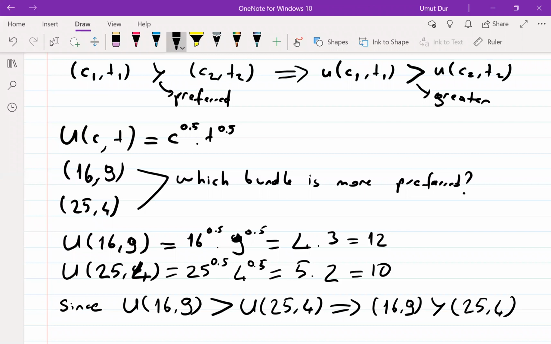Okay? So this is not that complicated. What we are doing is just putting in the corresponding bundles, evaluating the bundles by using the utility function. Then we are comparing the values of the utility function at those bundles, and the greater the value, the better the bundle.